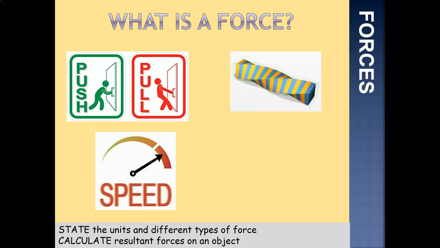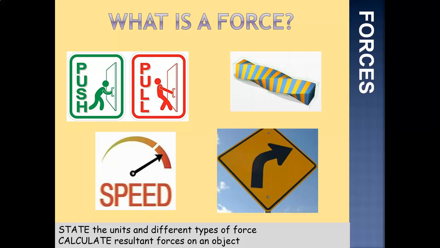This is where the term resultant force becomes important. If there is a resultant force on an object, then its speed will change. We're going to see how we calculate resultant forces in a second. As well as changing the speed, a force can also affect the direction of an object. So a force is something that can change the motion of an object overall. It may change its speed, it may change its direction.